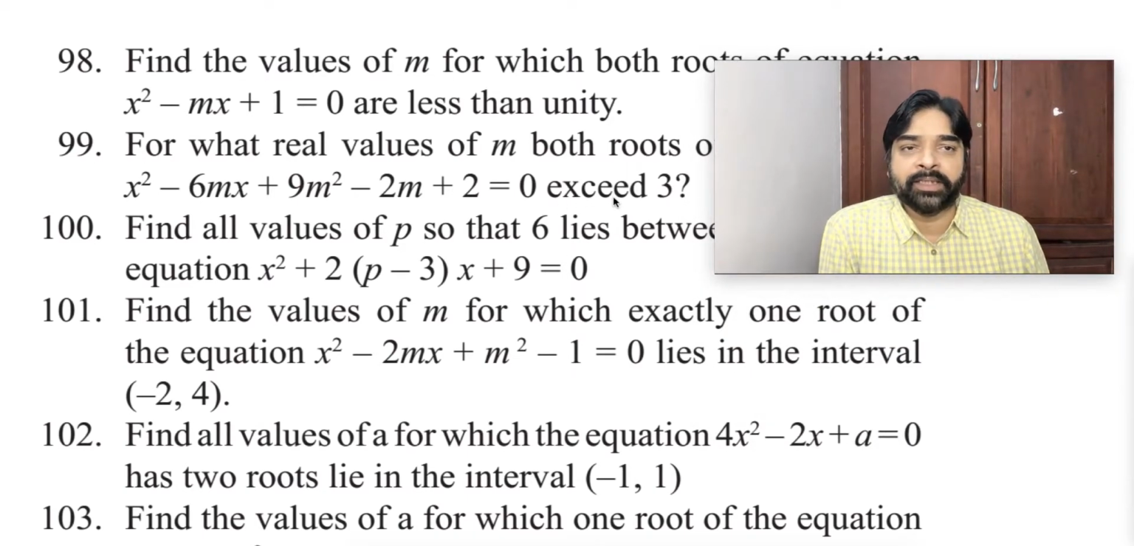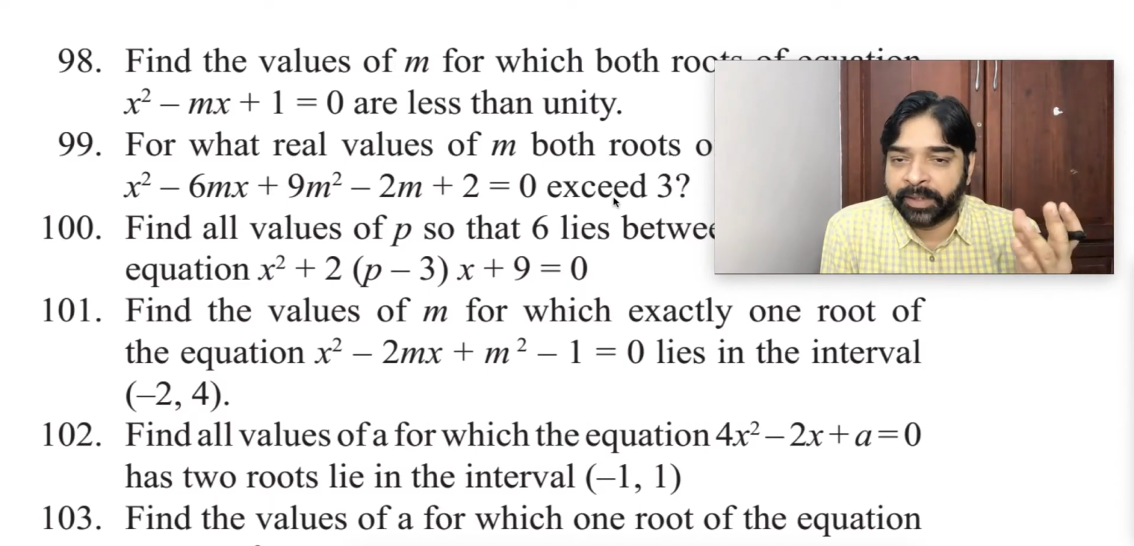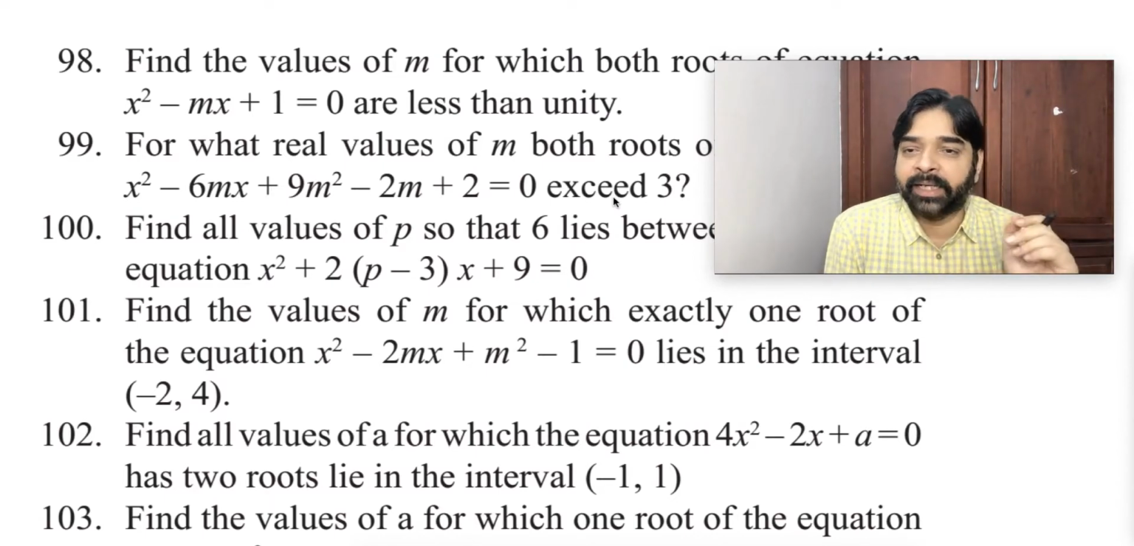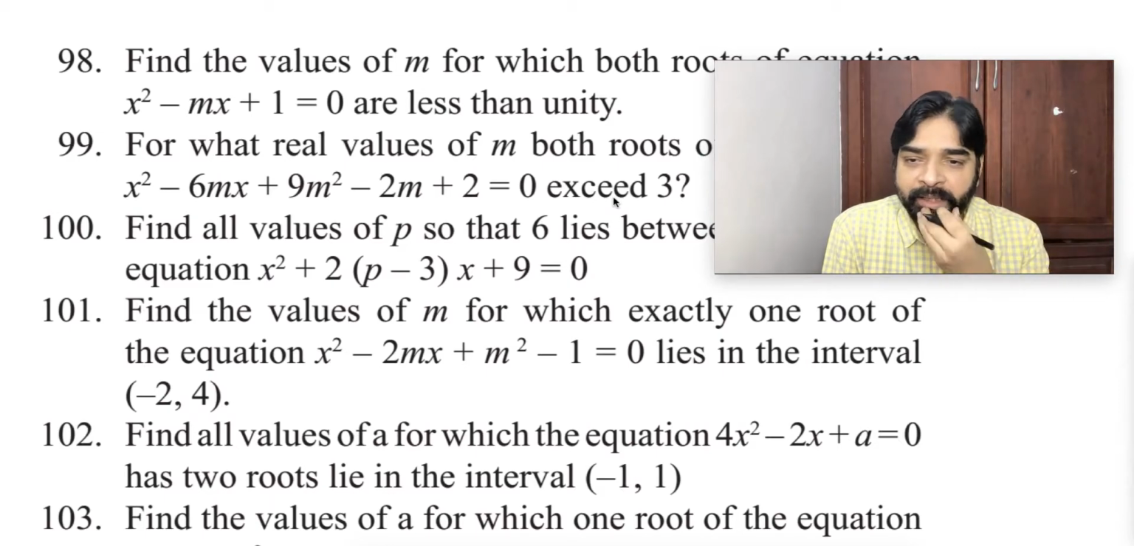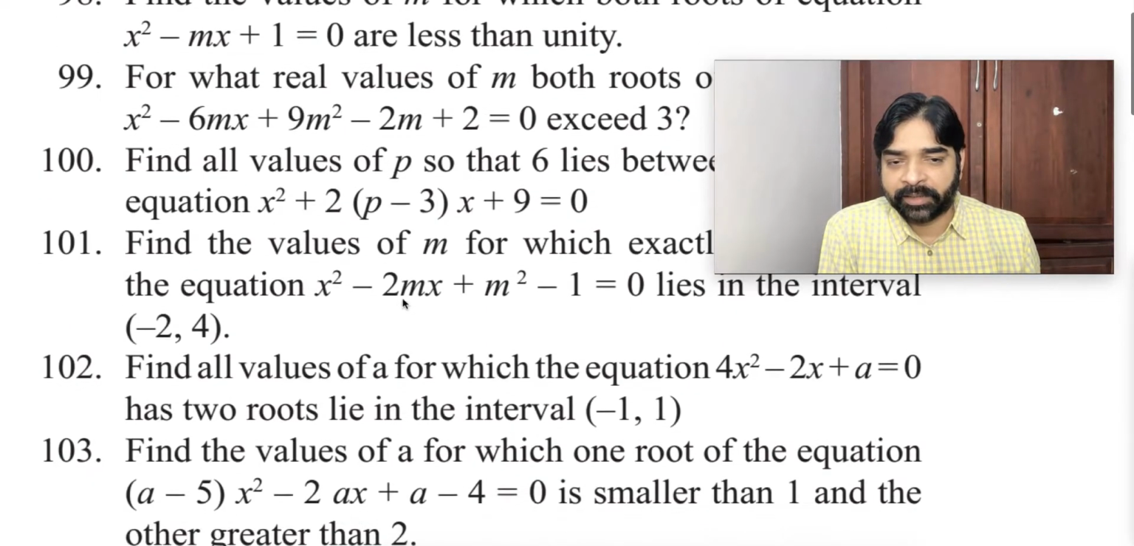Both the roots exceed the 3 means what? Discriminant greater than 0. A is already greater than 0 here, so we don't have to make cases. And minus b by 2a greater than 3, as well as f of 3 should be greater than 0. Am I right? Those conditions will be there. You'll get the answers. So all the questions which are there, it's very easy.